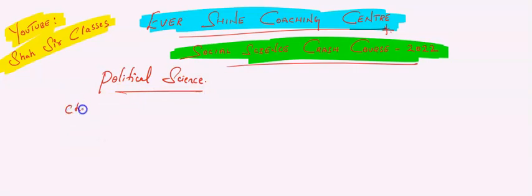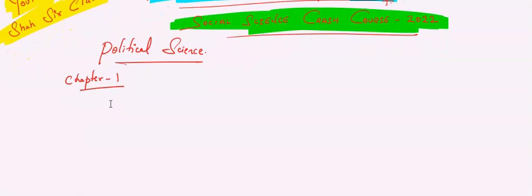Political science, chapter number 1, problems of India and remedies. Now the question arises here, sir, which are the questions we want to study in this chapter? How will the questions be asked? How many marks will the questions carry from this chapter? For all these doubts, I can let you know that from this chapter we can expect this year around 3 mark or 4 mark questions.